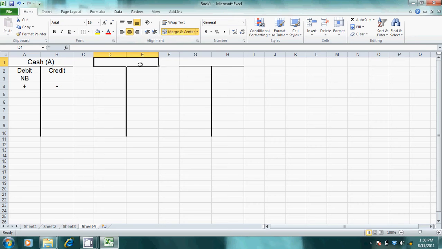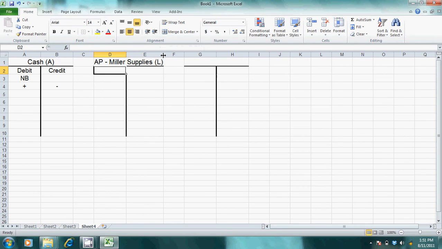All right. So now the next one I'm going to do. Now again, I'm going out of order. I'm going to do accounts payable, Miller Supplies. And accounts payable, Miller Supplies, that is a liability, so I'm going to put an L. And since liabilities, wait, let me expand it a little bit here so you guys can see everything. There you go. Since liabilities are on the right-hand side of the accounting equation, the normal balance is on the credit side. And again, that's where the plus goes. And the debit side is the decrease side, so that's where the negative sign goes.